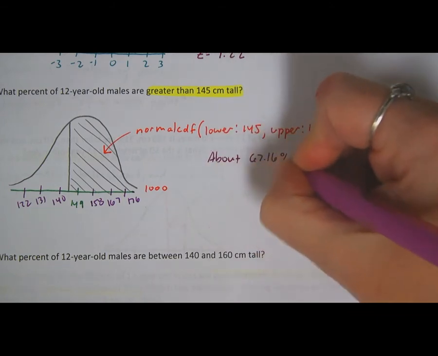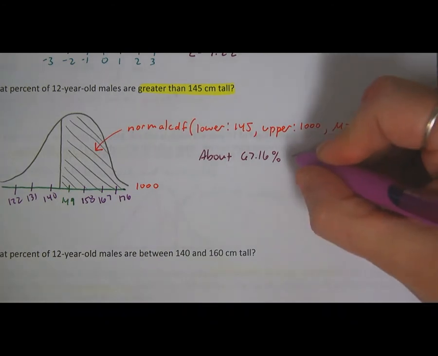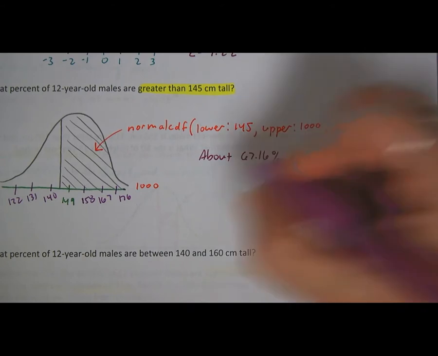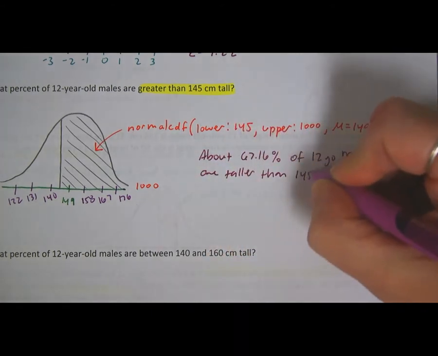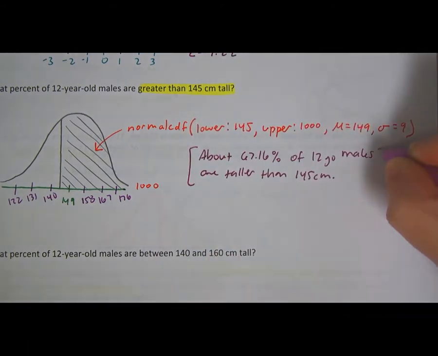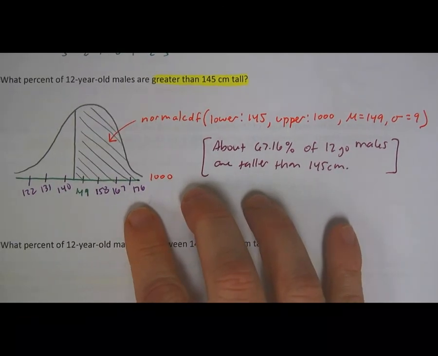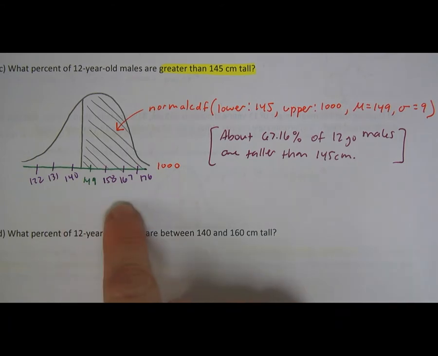I like for us to write our sentences in our notes because we're learning how to structure our words instead of just writing down the numeric answer that we typically do in math class. About 67.16% of 12-year-old males are taller than 145 centimeters. If I wanted absolutely full credit for this, I would probably need to title my graph. And then it looks beautiful.